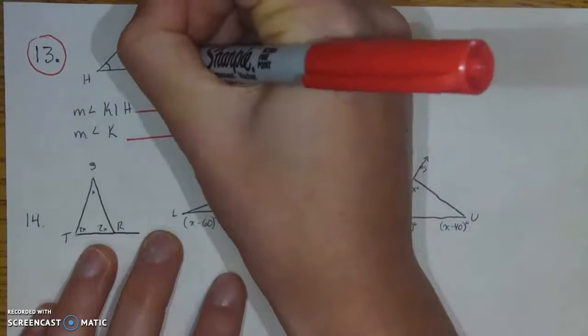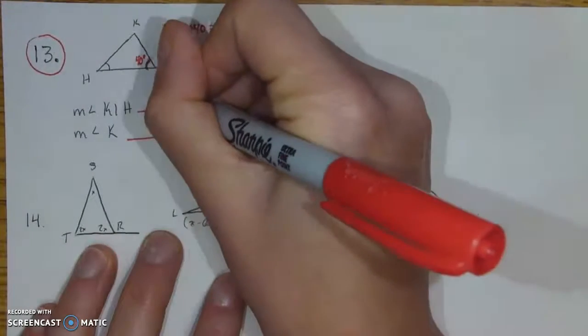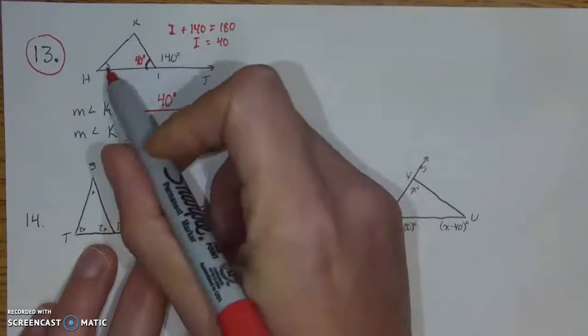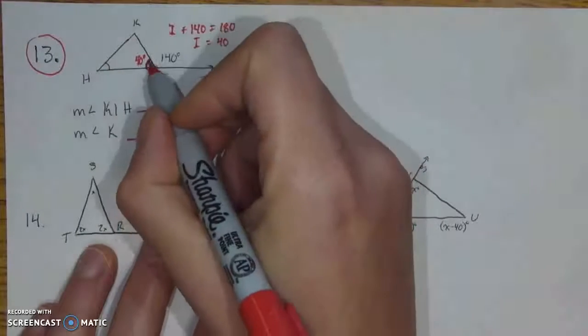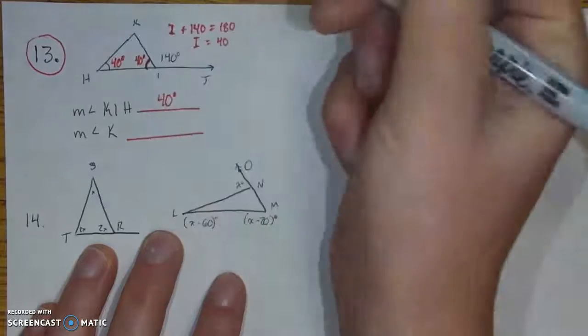So that means I have 40 degrees here. And that is the angle I for my answer. Since these two angles are congruent due to those markings, that means that the angle H is also 40 degrees.